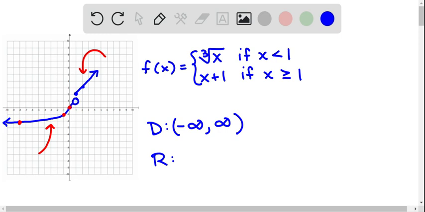And then for the range, when you look at the leftmost piece, you see that it goes through y values that are below 1. So we have -infinity to 1. And then when you look at the piece on the right, you see that it goes through y values that are 2 or greater. So that would be closed bracket on the 2 to infinity.